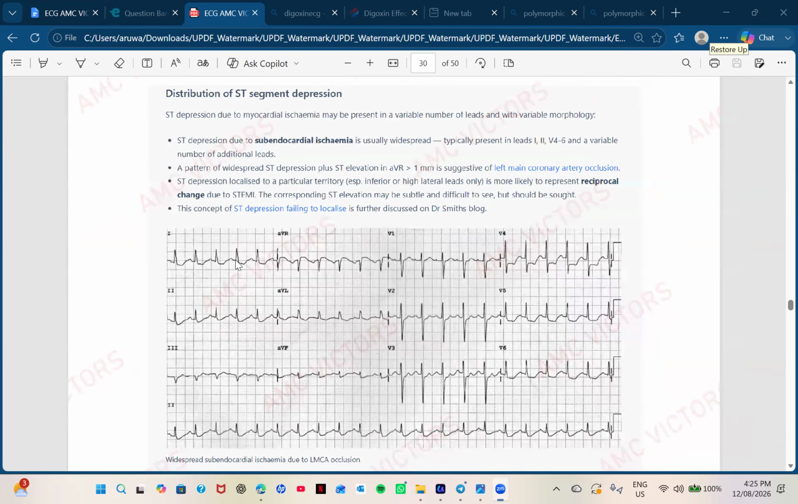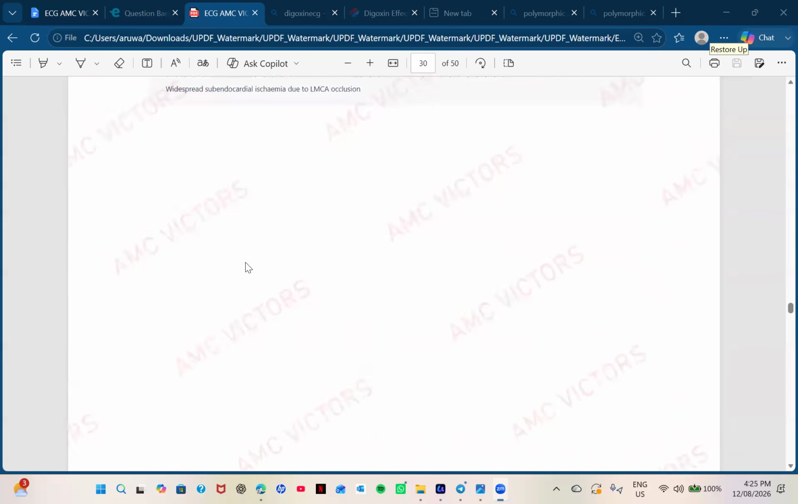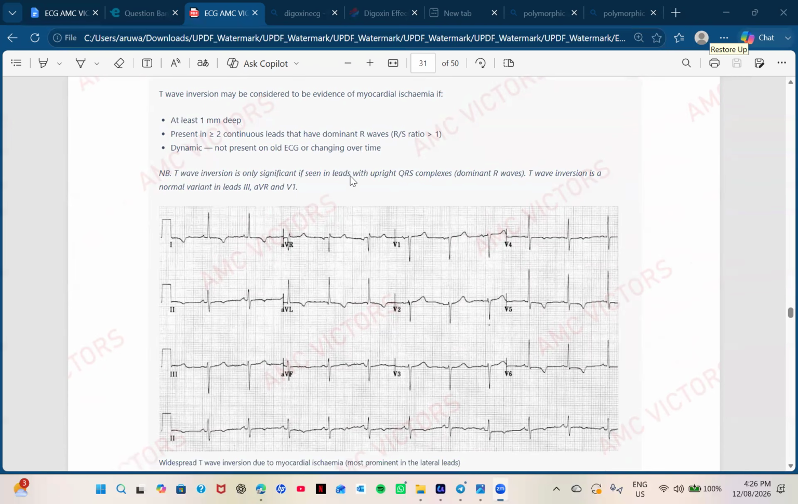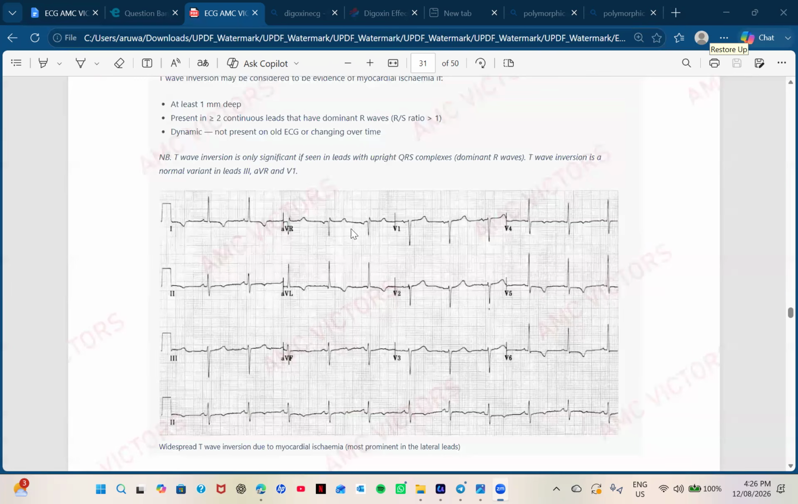Yes, you can see the ST depression here. Okay, so the T inversion. T inversion may be considered evidence of MI. It should be at least 1 millimeter deep, present in two or more contiguous leads that have a dominant R or an R to S ratio more than 1, and it should be dynamic, not present on all ECGs or changing over time. So here you can see the T wave inversion.